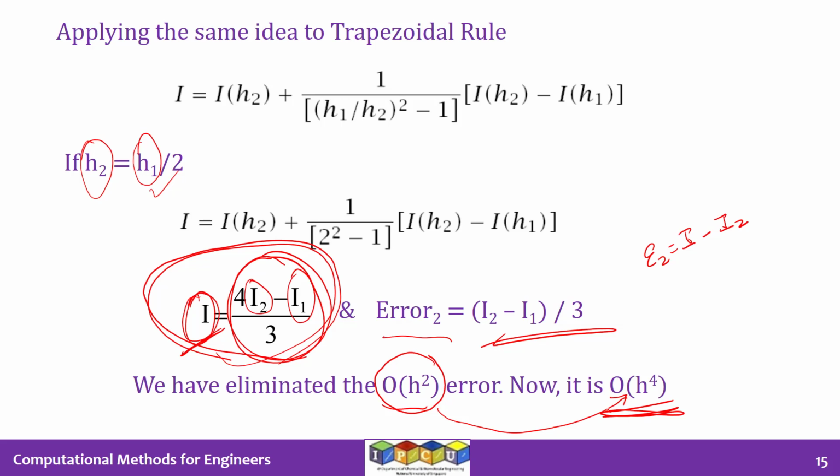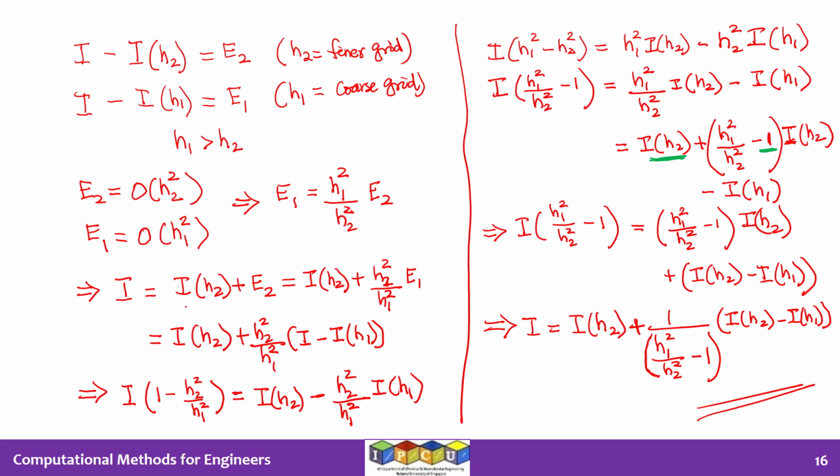So the price we pay is you have to evaluate the integral twice. One at a coarse grid size and one at a finer grid size. And then you can make use of these ideas to get it to this form and you get a better estimate of the integral as I. Now, this is the idea.